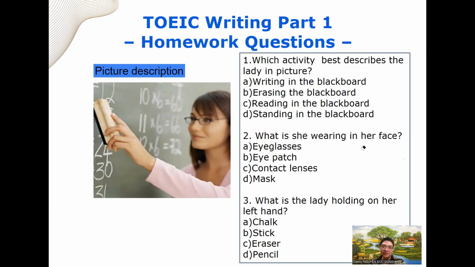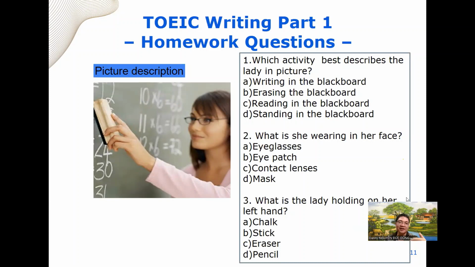Okay, that is the first session of our lesson today. Thank you very much. Later we'll move to countable nouns, uncountable nouns, and collective nouns.